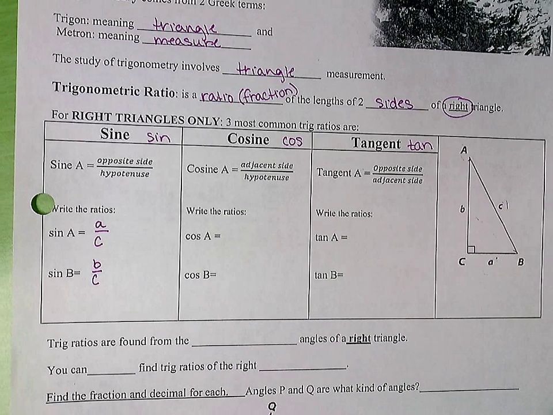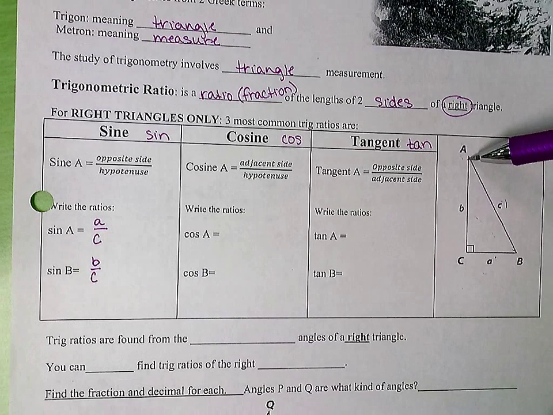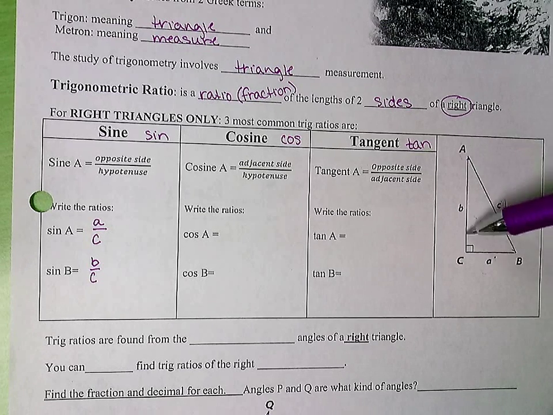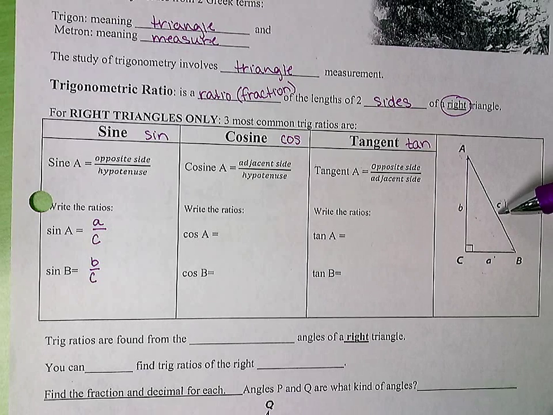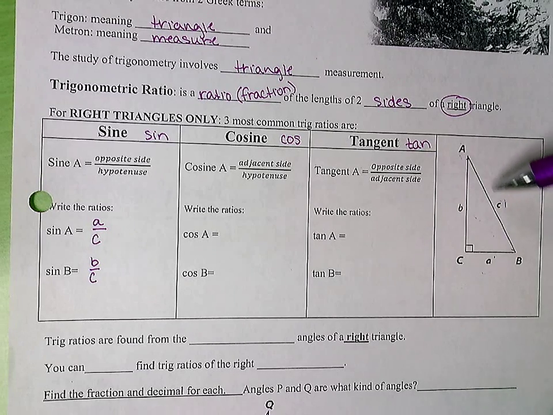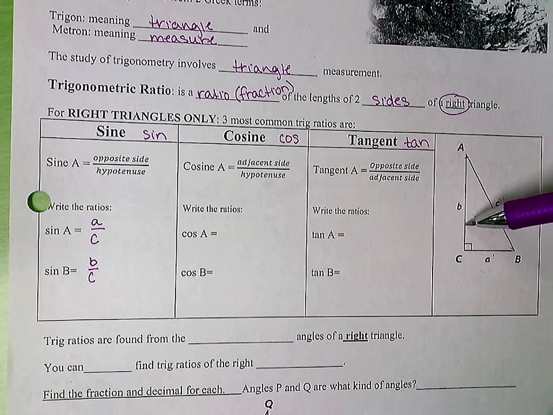Now, adjacent means next to. It's the side next to it. So if I'm looking at cosine of angle A, again, I want to start at that angle and I want the adjacent side. There are two sides next to that angle, but one of them is the hypotenuse, so it can't be considered the adjacent side. The other side would be considered your adjacent side.